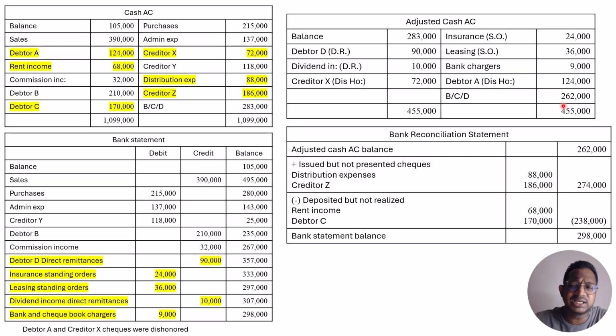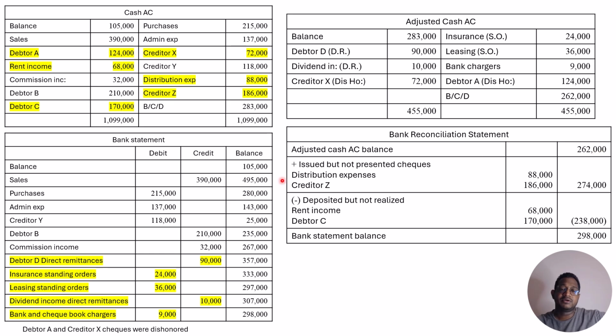Then you get the balance, but still the adjusted cash account balance and the bank statement balance are not equal. The adjusted cash account balance is 262,000, but the bank statement balance is 298,000. There is still a difference, and the reasons for that difference we have to present through the bank reconciliation statement. Here we use the adjusted cash account balance, 262,000, as the base, because we know that, although we also know the bank statement balance.